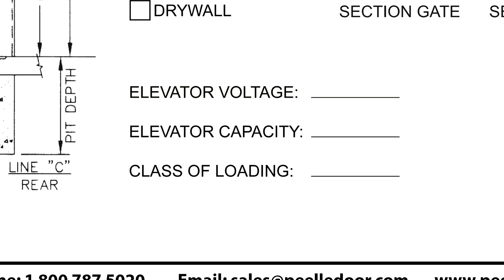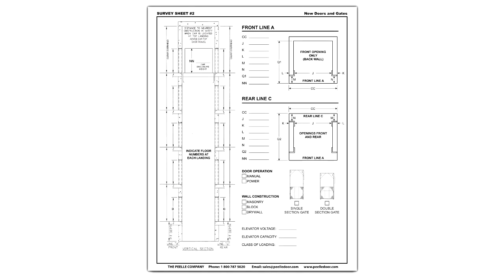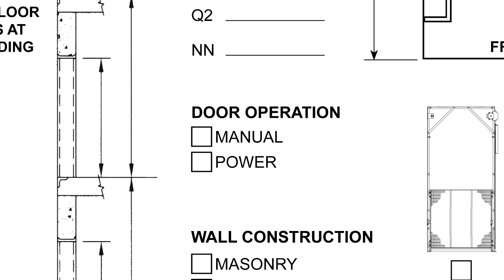Next, you will need to document the following information: elevator voltage. You can locate this information inside the elevator machine room. Elevator capacity and class of loading. This information should be posted inside the elevator. Door operation type. Indicate if existing doors are automatic power or manual operation.